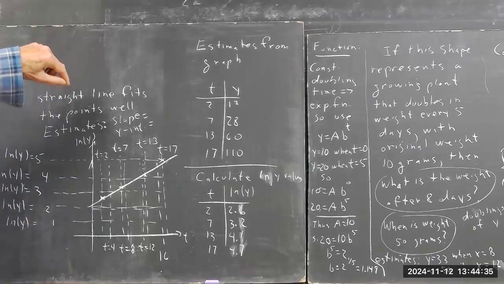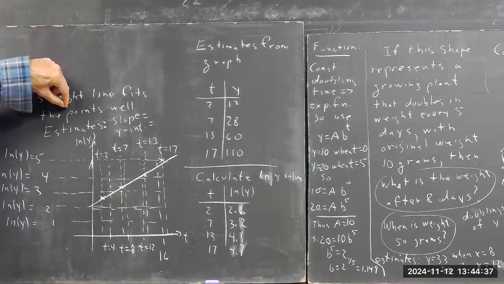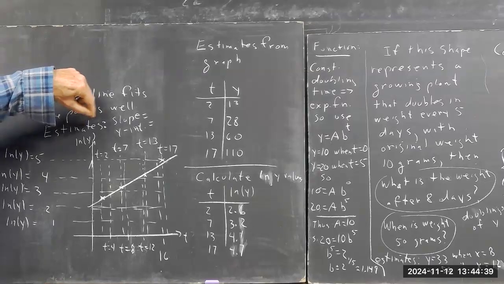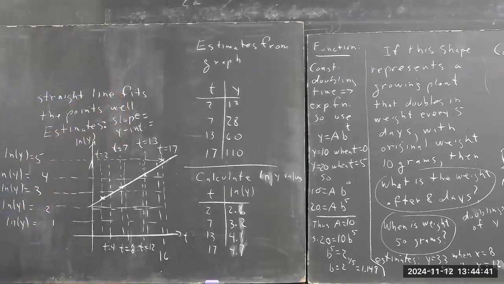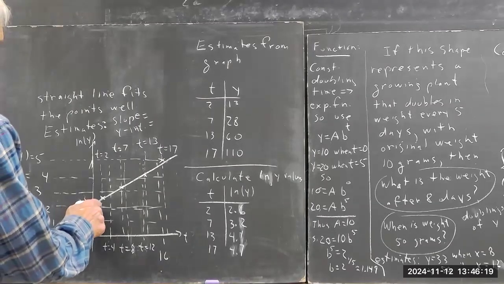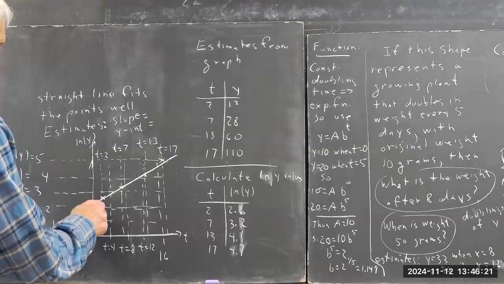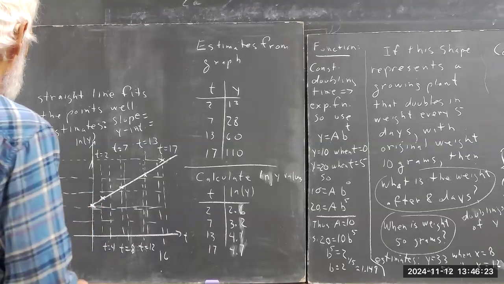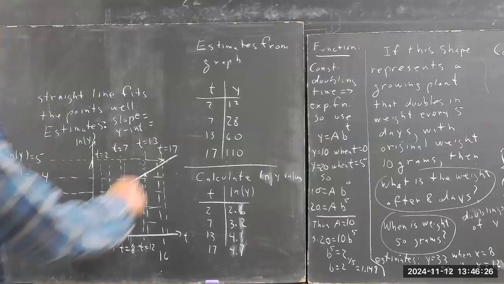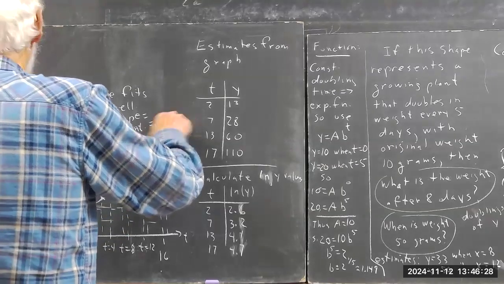And now I ask, the straight line fits the points well. What are our estimates? What's the slope? What's the y-intercept? Okay, so let me just see what you got. The y-intercept is right here. From where you're sitting, it looks pretty close to 2, but it's a little above 2. So I'm going to say the y-intercept is about 2.1.